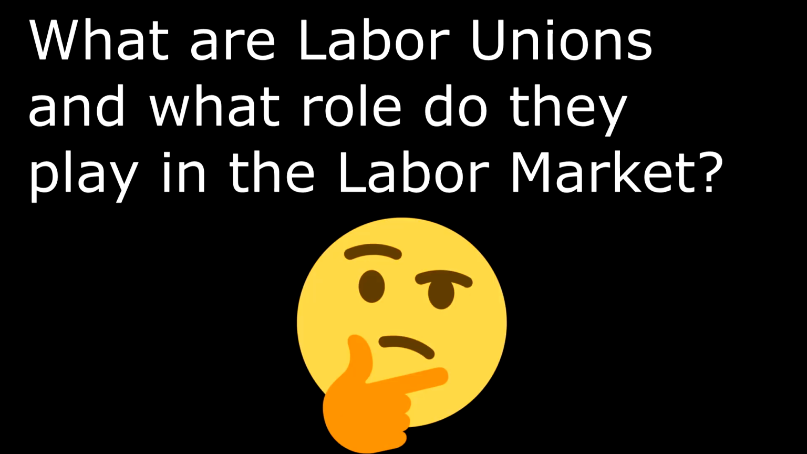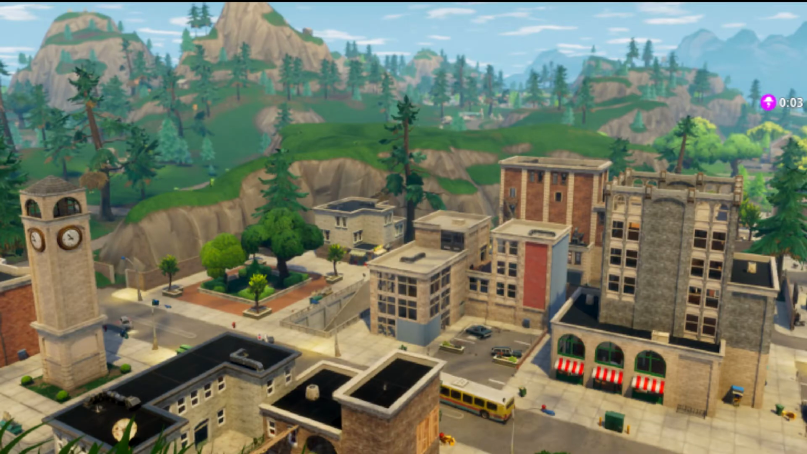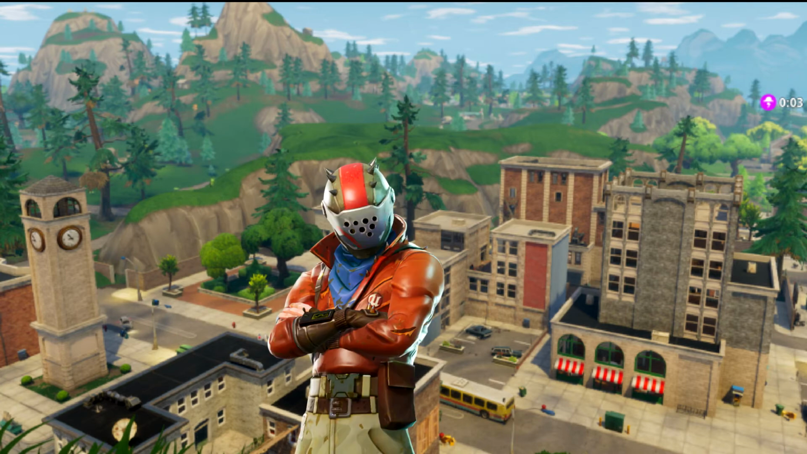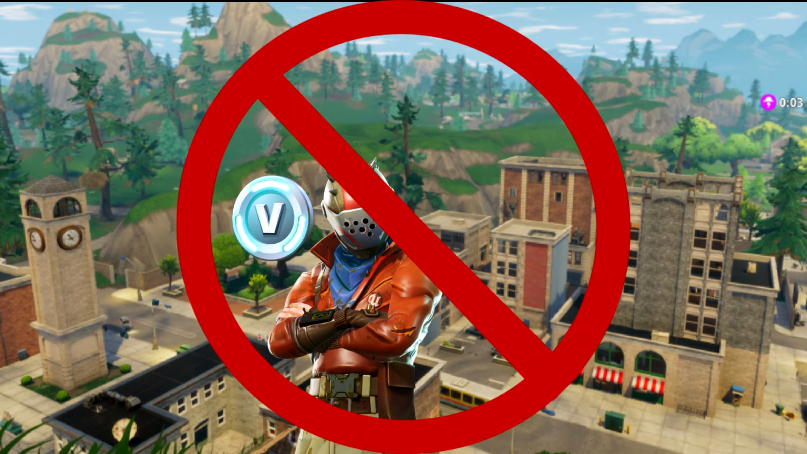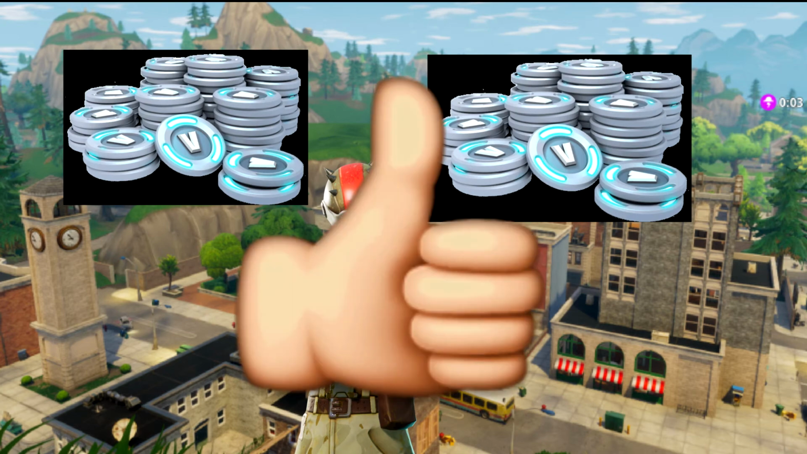The final thing to talk about is what are labor unions and what role do they play in the labor market? Labor unions were made so that workers get fair pay and better working conditions. For example, Tilted Towers in Fortnite is the most dangerous zone in the game. It has the same crime rate as Honduras, probably even higher. We're not going to give someone pocket change to be a police officer in Tilted Towers since the risk is so high. We're more likely to pay them way more due to the high risk there.